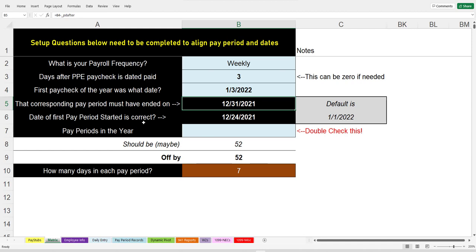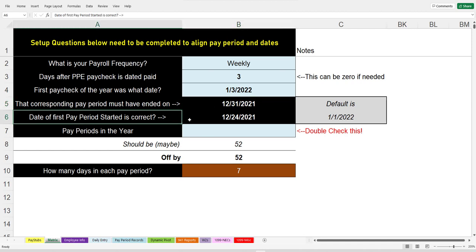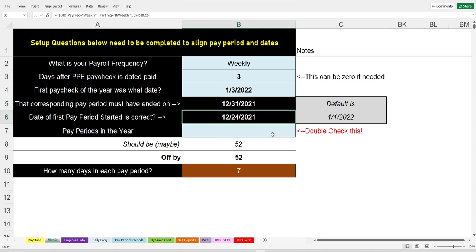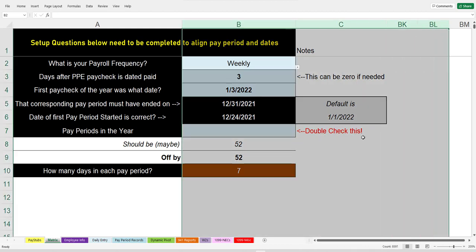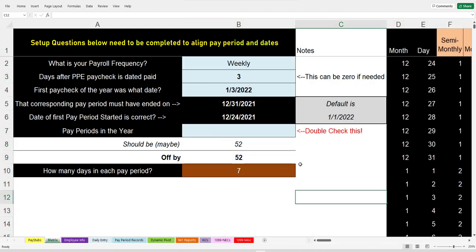Okay? So, date of the first pay period started is correct. It's asking you, is this right? Like, did you have a pay period from December 24th to December 23rd that was paid on January 3rd? That's what it's asking you. And then it also says, well, how many pay periods are in your year? And that's actually where we do have to open things up because you have to see if there's 52 or 53 pay periods in the year.